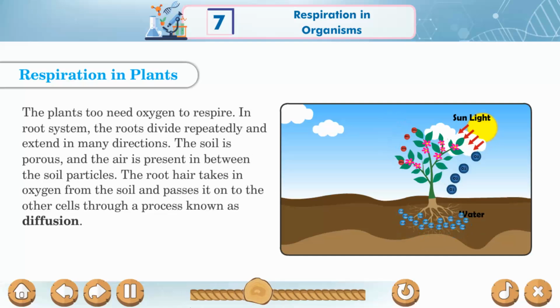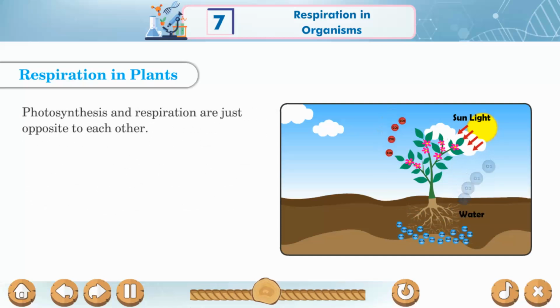In root system, the roots divide repeatedly and extend in many directions. The soil is porous and the air is present in between the soil particles. The root hair takes in oxygen from the soil and passes it on to the other cells through a process known as diffusion. Photosynthesis and respiration are just opposite to each other.